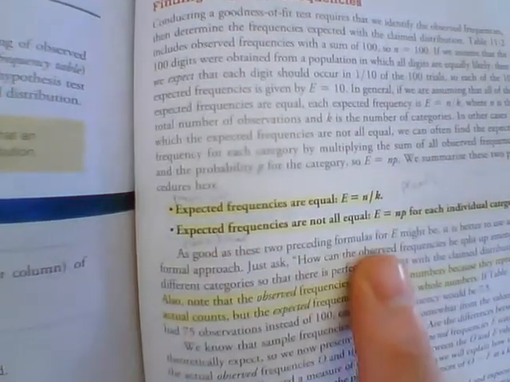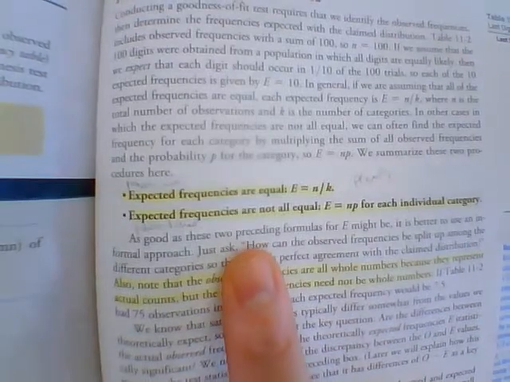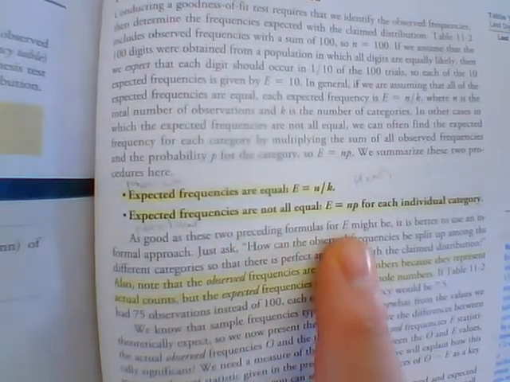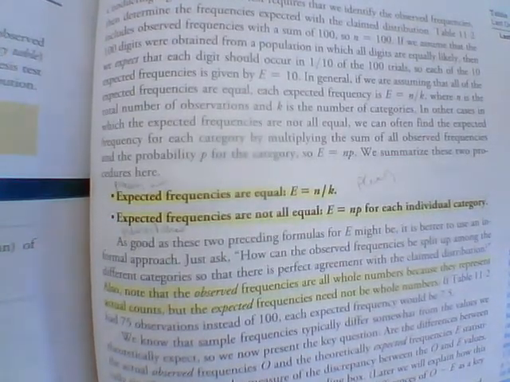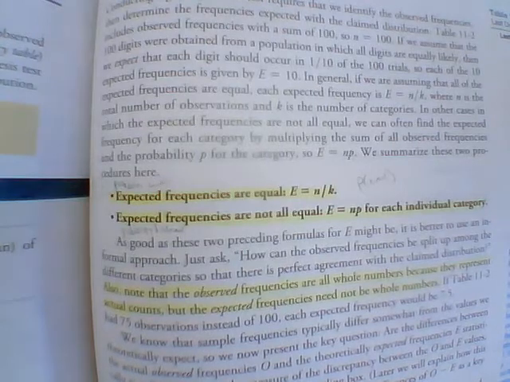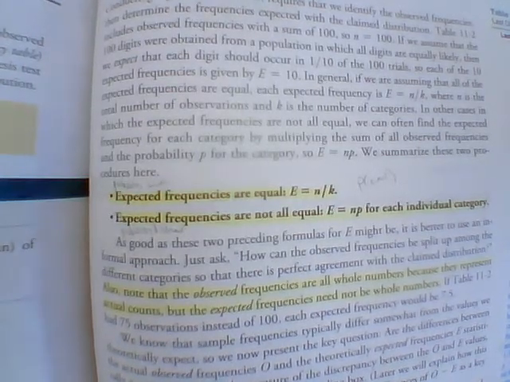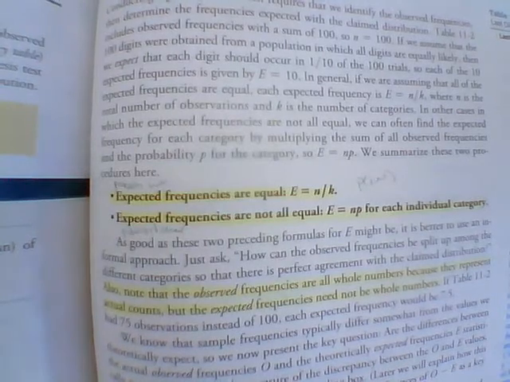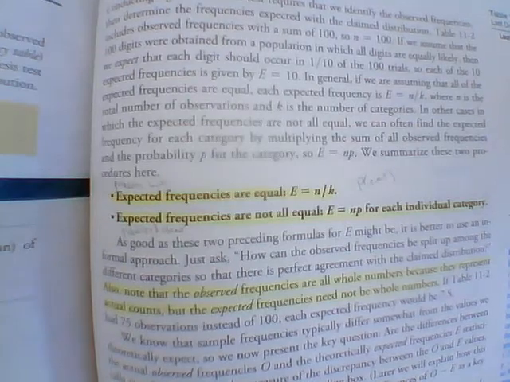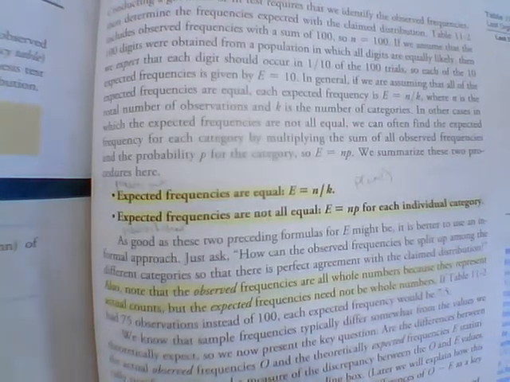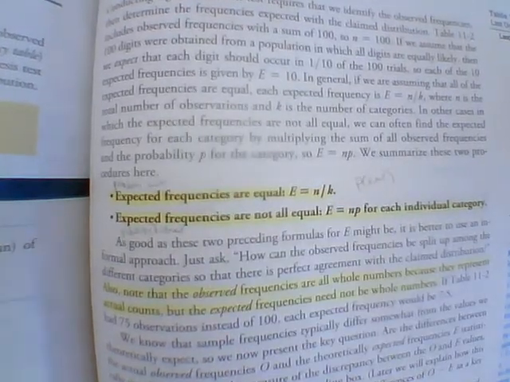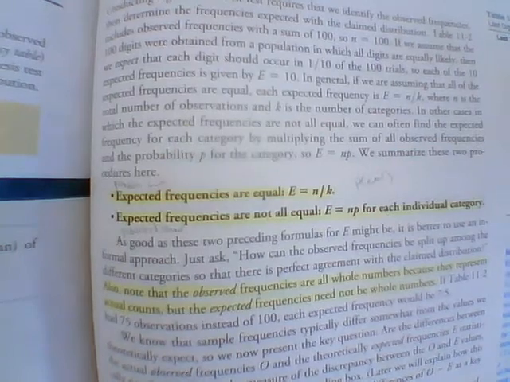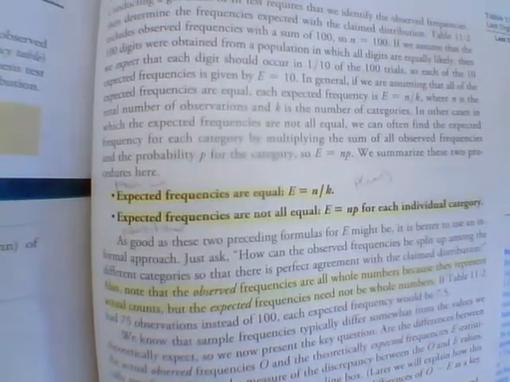When the expected frequencies are not equal, we're saying that there is a 50% chance you'll get an A, a 25% chance you'll get a B, a 10% chance you'll get a D, and so on within our different categories. So there's some sort of difference in probability. This is where we would take n times the probability, the number of trials times that probability.